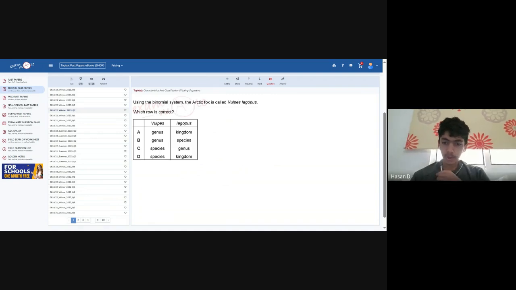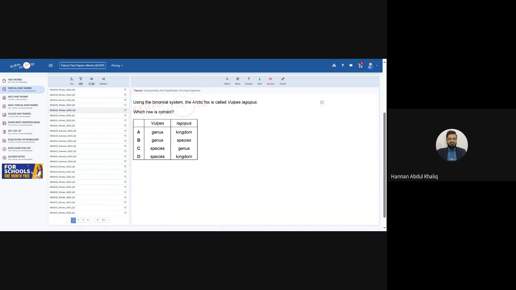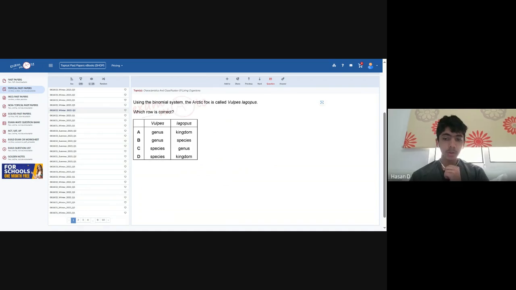I think Vulpes is genus, and I think Lagopus is species, right? How could you say this is the correct option? Why would you say that? I'm not sure what Lagopus would be classified as. I know that Vulpes is genus, but I don't know what Lagopus is.